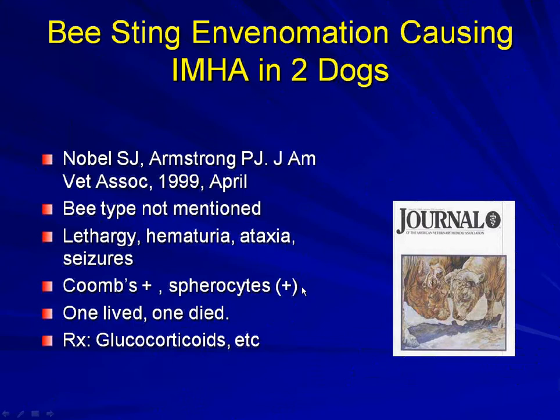And then there was another publication in JAVMA back in 1999, where the bee type was not mentioned, but a dog presented with lethargy, hematuria, ataxia, and seizures, and then went on to show a full-blown IMHA type of presentation, being Coombs positive and spherocytes positive.